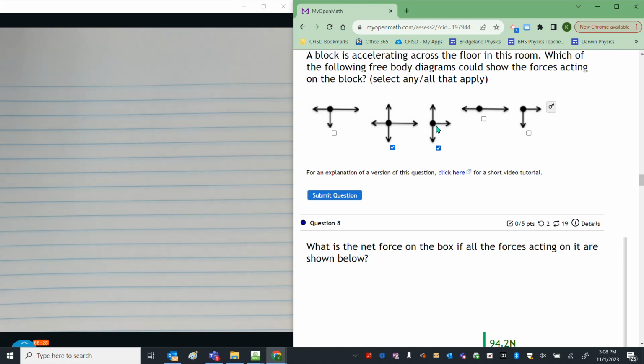Okay, so again, all it says is the block is accelerating, which could show the forces acting on it. Either of these could be true. You could have these forces here. Maybe you're pushing it forward and friction's kind of going against you a little, or maybe it's already sliding across the floor to the left and friction's slowing it down. It doesn't really matter what's happening here. It could be either of these 2 diagrams.